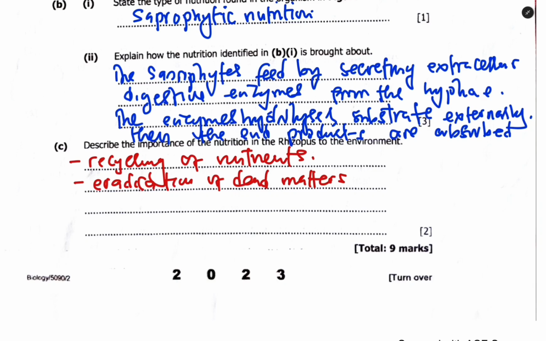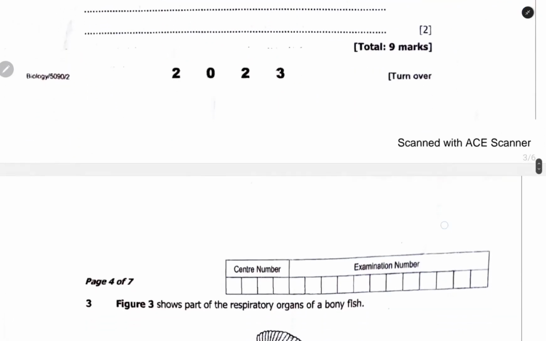Aside from that, it is used also in treatment of sewage. Then also you can talk of use as food, but of course not related to the environment. So they are also used as food. In the case of mushroom, mushroom is a saprophyte. I guess you knew that. So that is the end of question 2.